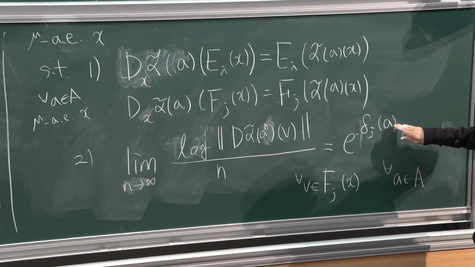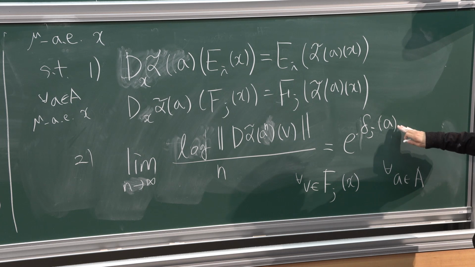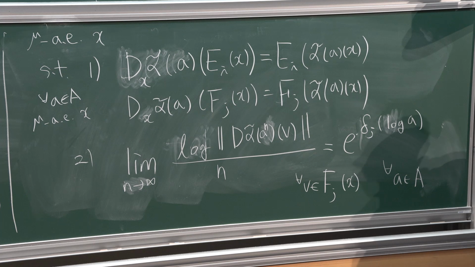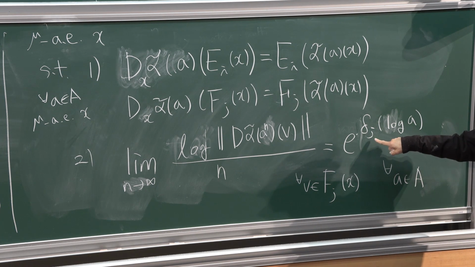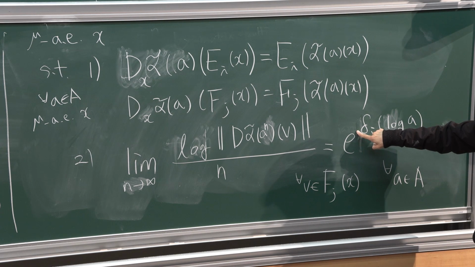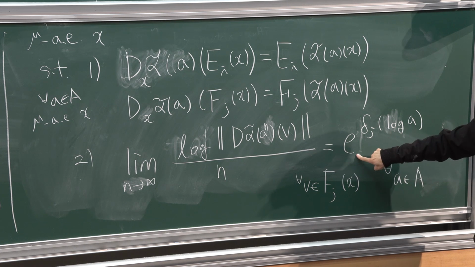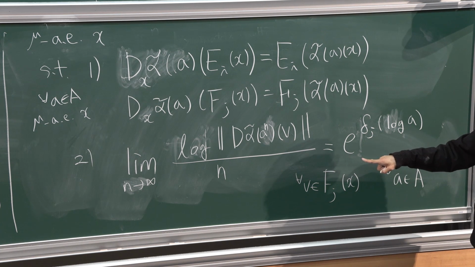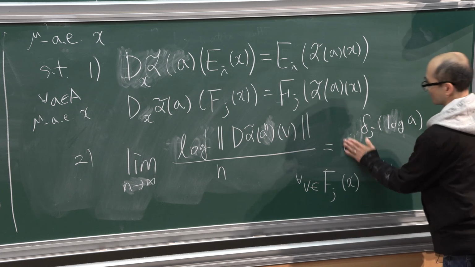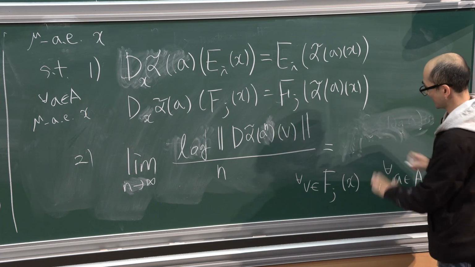So let's see, yeah, I need to take the log of A. So do we need the exponential of here? Since we already took the log on the left hand side, I do see log. So let's see. The right hand side should just be delta J log n. Delta J, yes. Good.